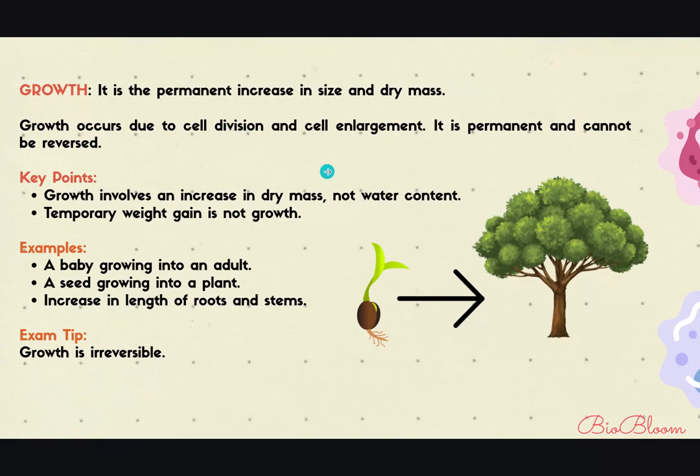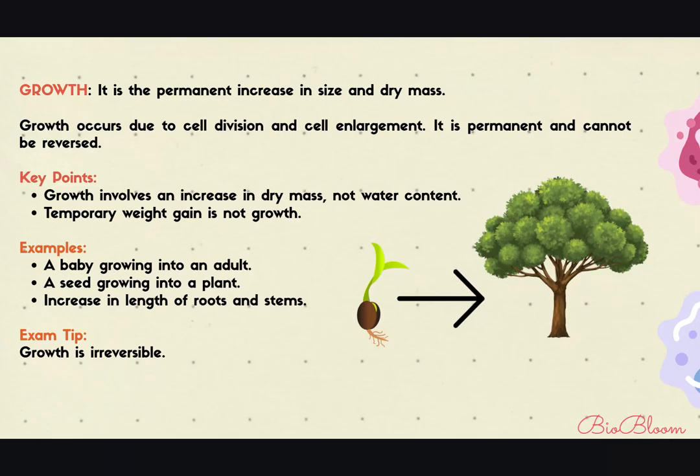Now, two very, very important words to note over here: permanent, and the other one is dry mass. Growth occurs due to cell division and cell enlargement, and again, it is permanent, it is something that cannot be reversed. So growth cannot be reversed. Anything that is reversible, I'm not going to count as growth.